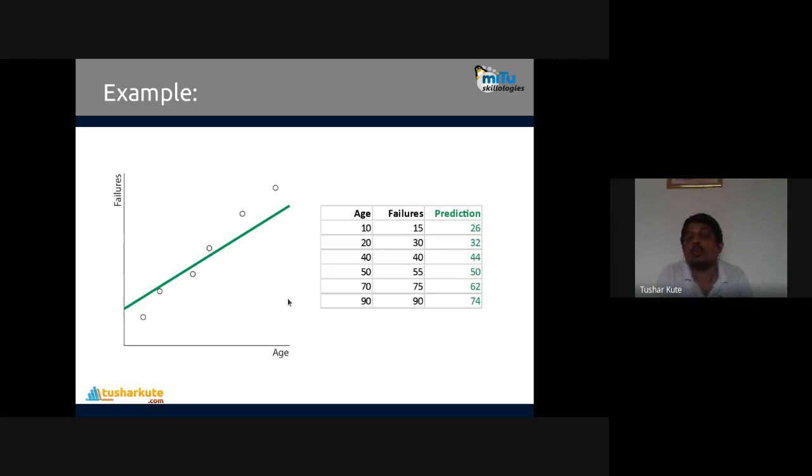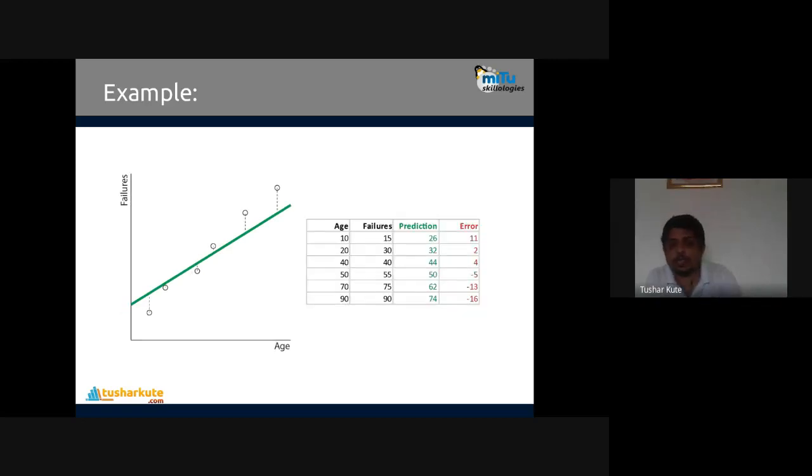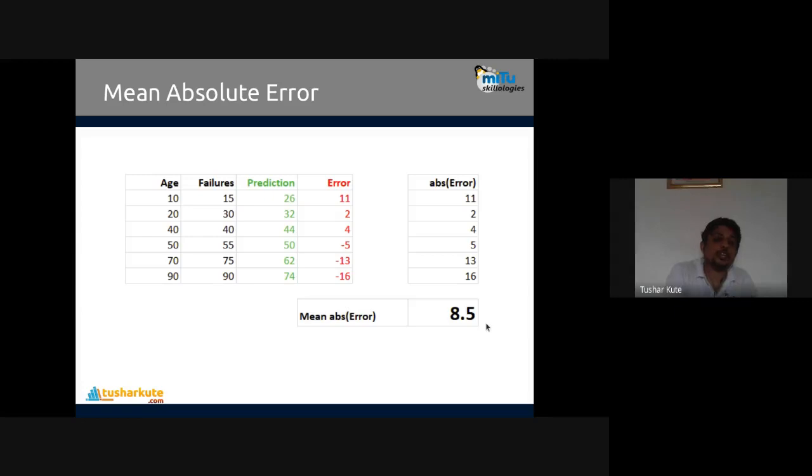Now, what is mean absolute error? First, regression analysis. The error is the difference between the actual value and the predicted value. Here the differences are 11, 2, 4, minus 5, minus 13, minus 16. These are the positive differences, and here are the negative differences because the points are above the line. And as I told, we need to find the absolute value of it. Now this is mean absolute error.